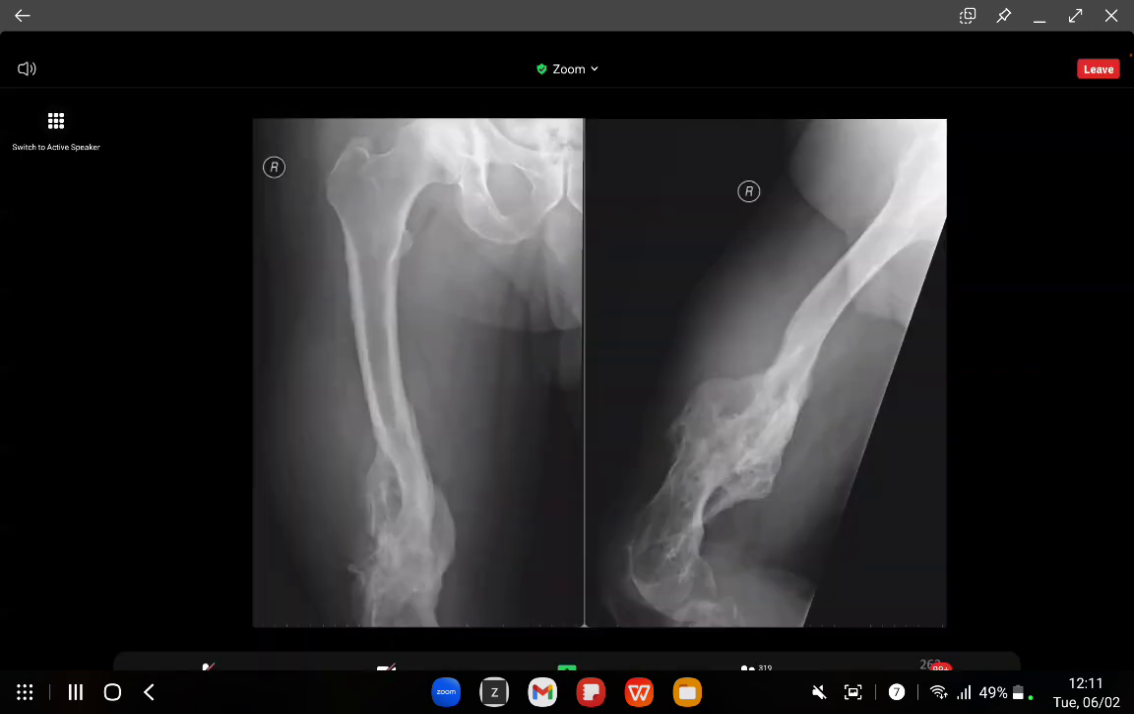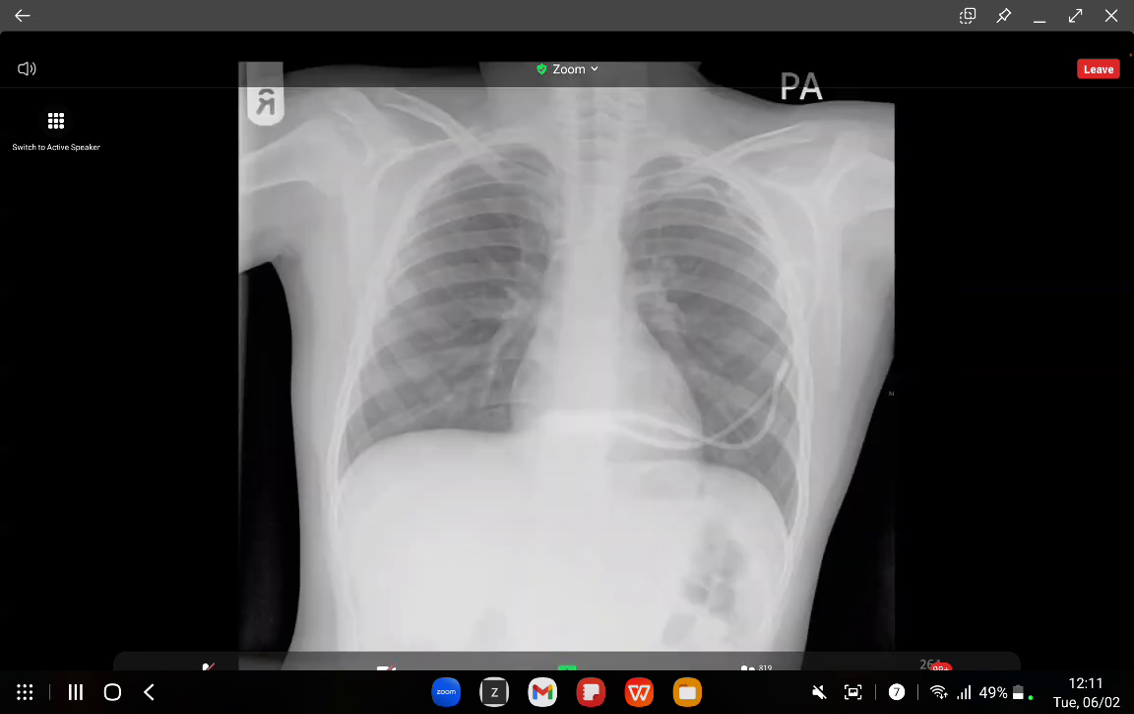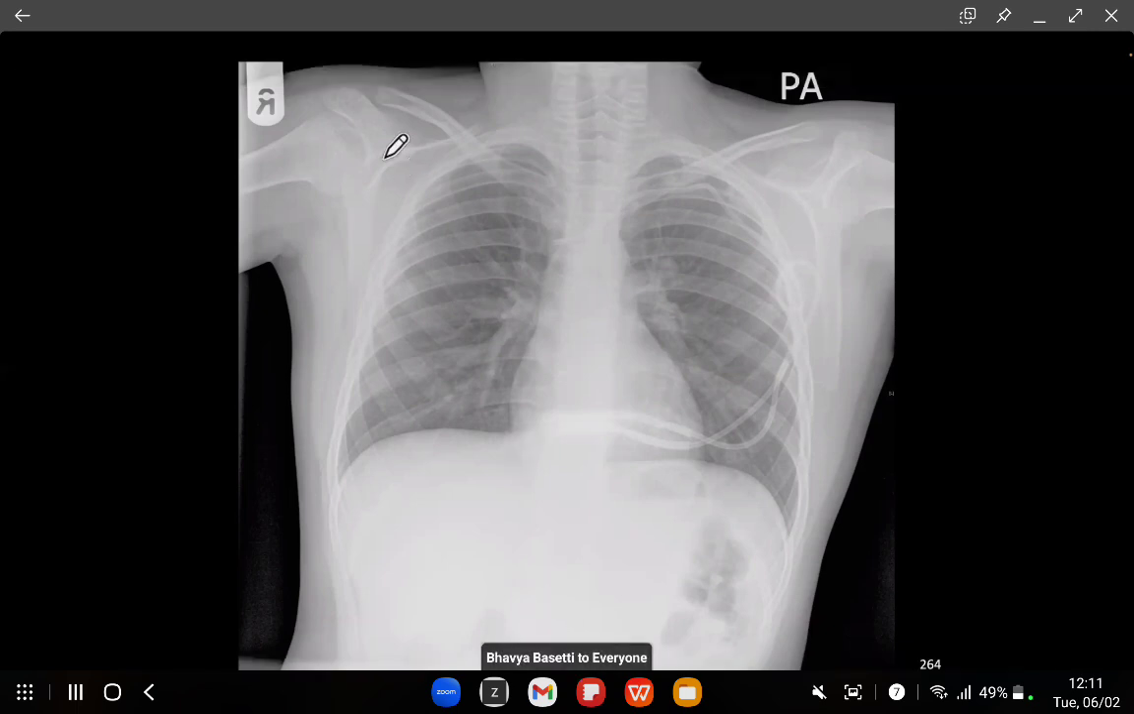Oh, sorry, you've seen that one before. Hemophiliac arthropathy. Okay, this is a young patient, adolescent, and the answer to the last case was thyroid acropachy.